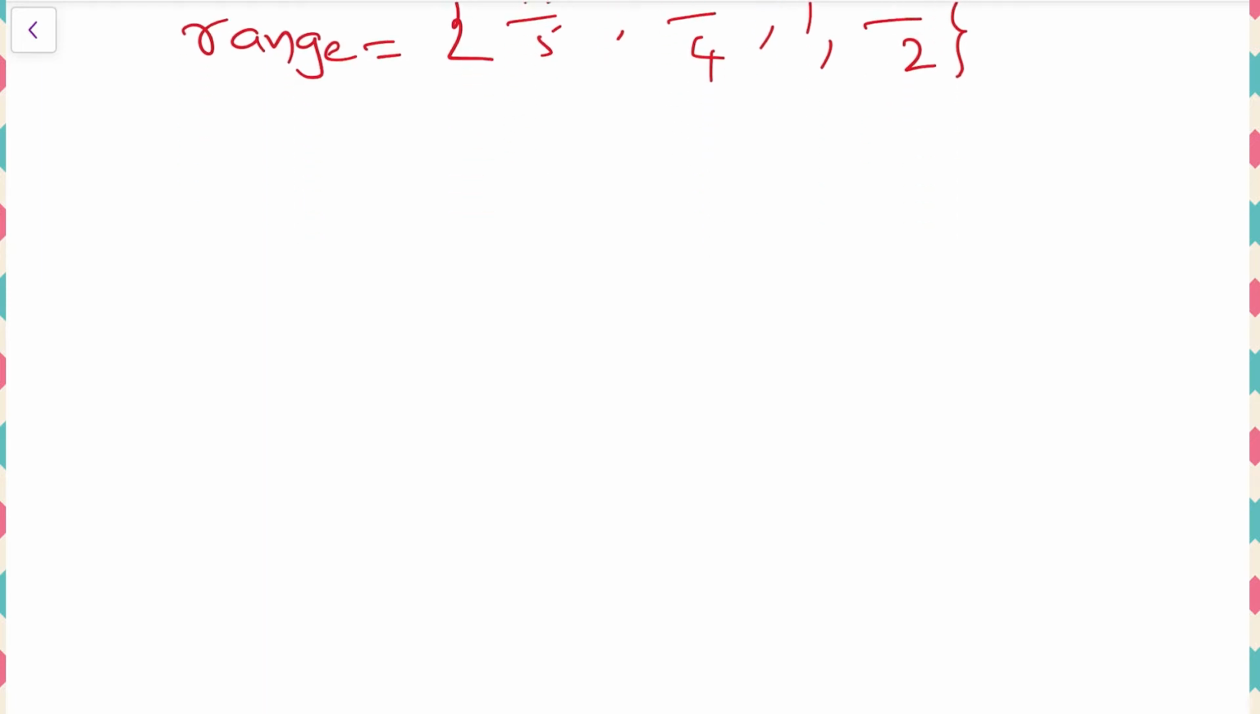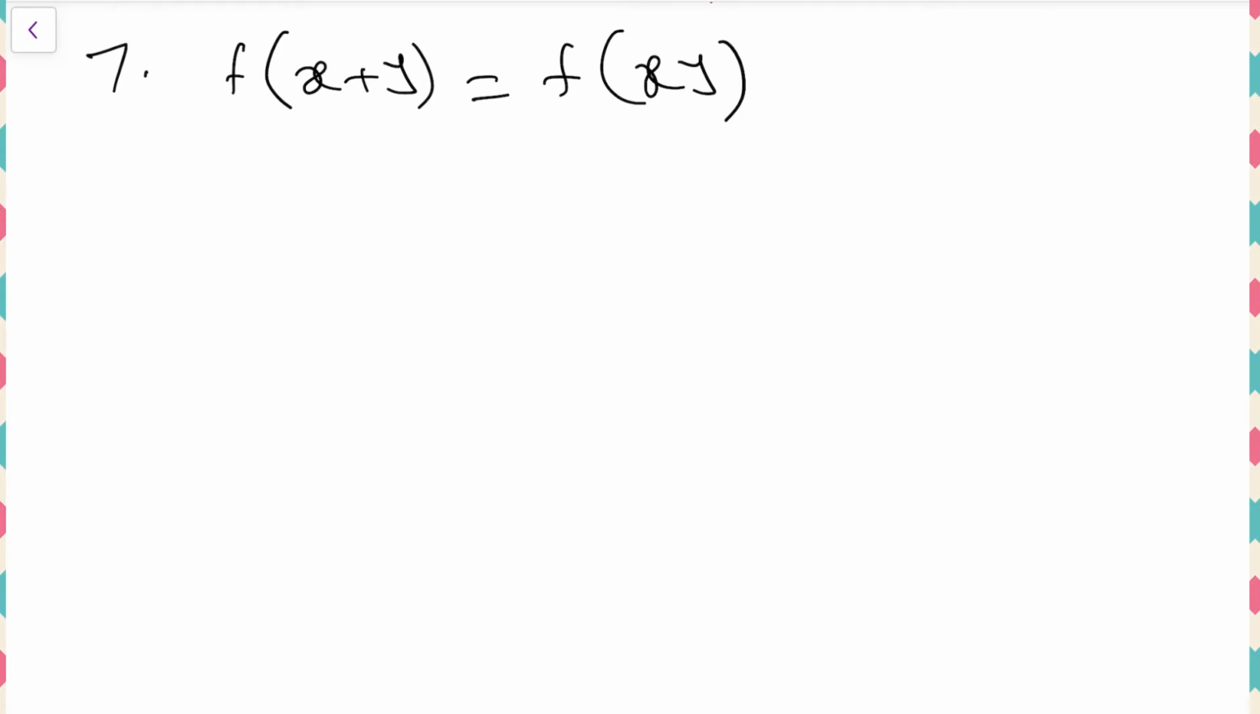Next, let us move to the 7th one. If f of x plus y is equals to f of xy, for every x comma y belongs to real numbers, then prove that f is a constant function. Let x be any real number and y is equals to 0. Let us assume that x is some real number and y equals to 0.